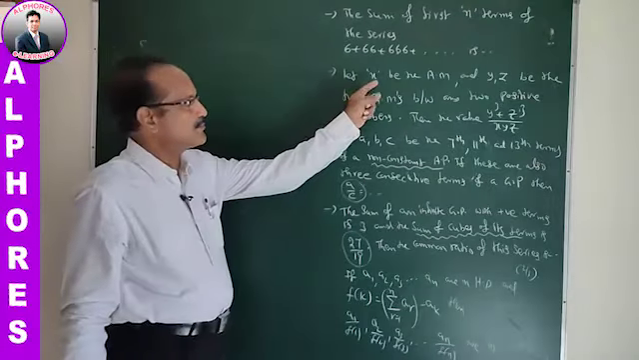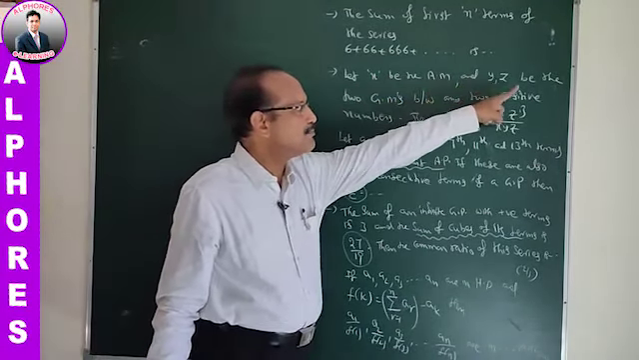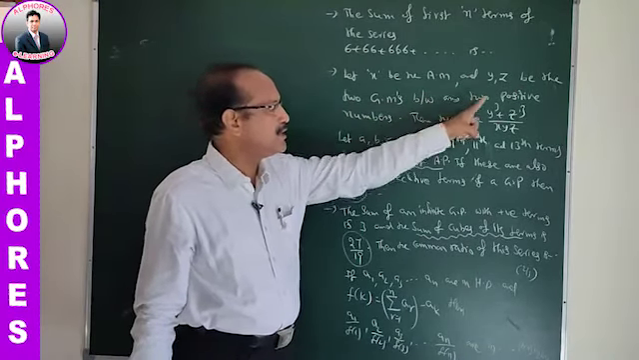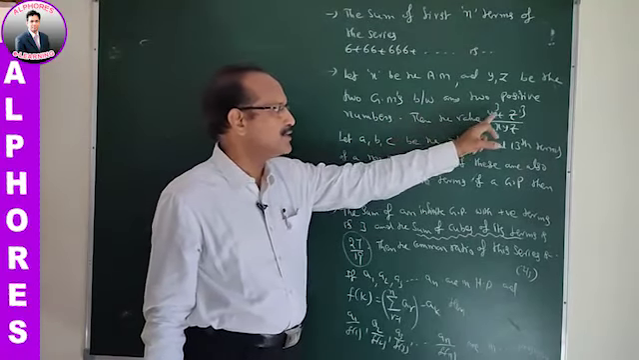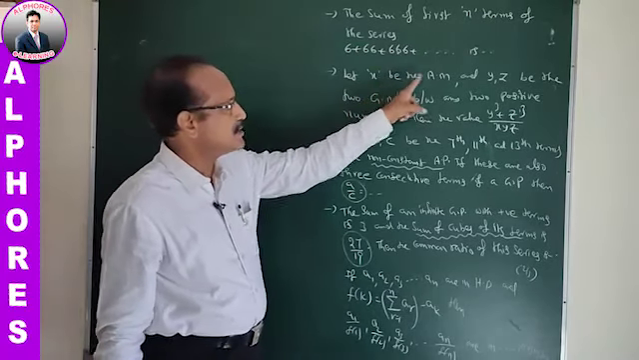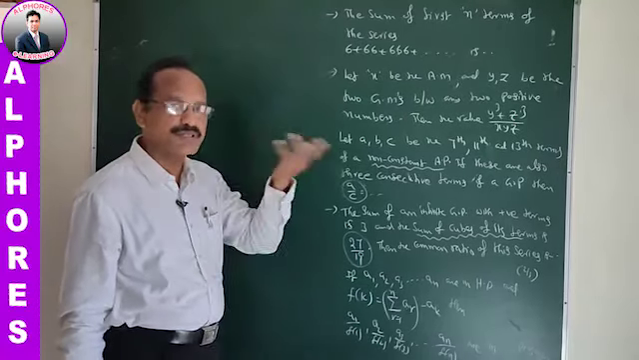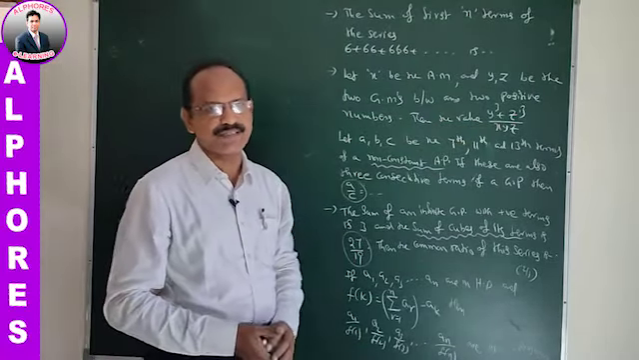In this question, let x be the arithmetic mean and y, z be the two geometric means between any two positive numbers. Then the value of y cube plus z cube by xyz. Once again the question: x is the arithmetic mean, y and z are the geometric means between two given positive numbers. Then the value of y cube plus z cube by xyz is?